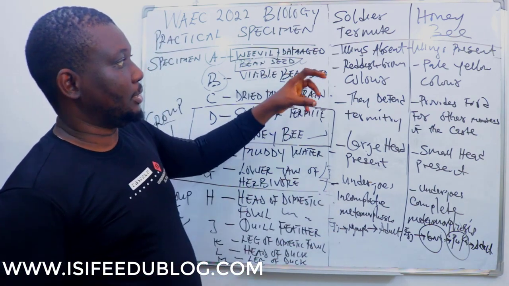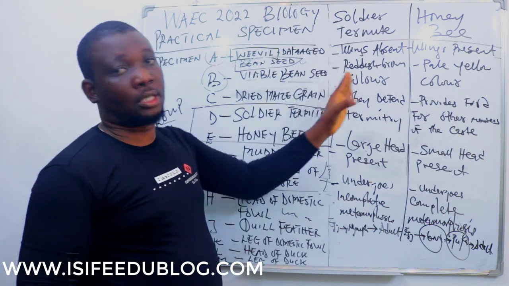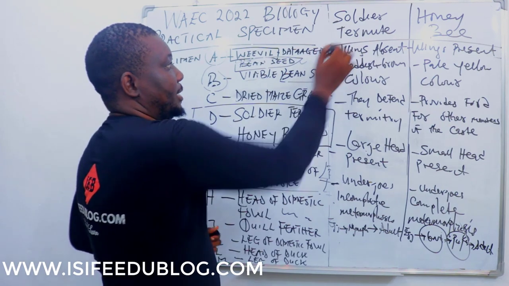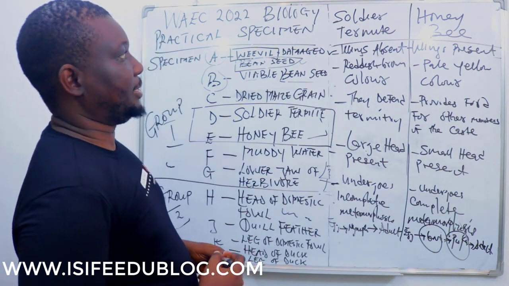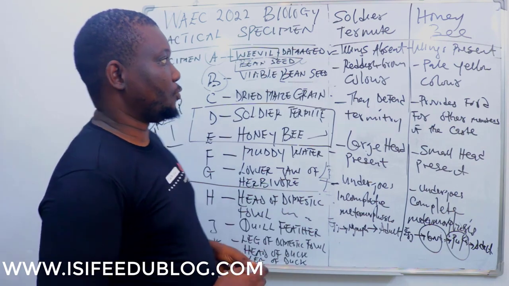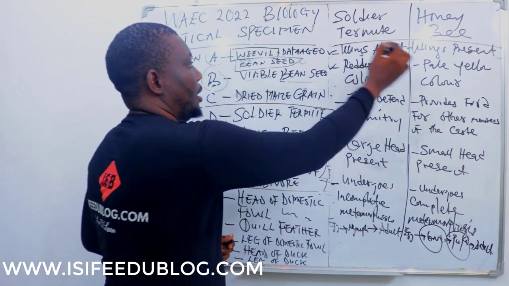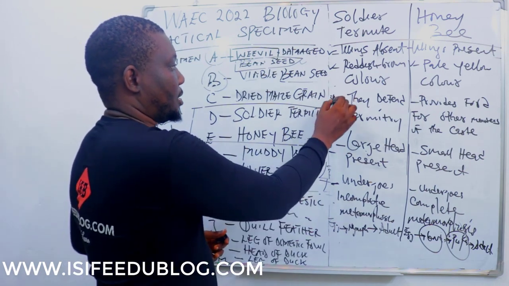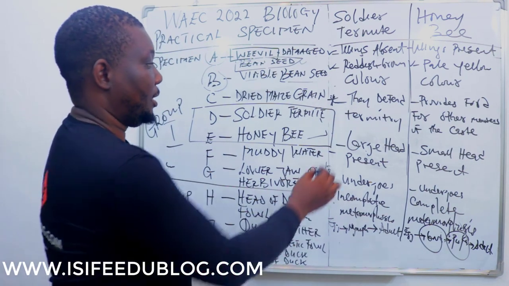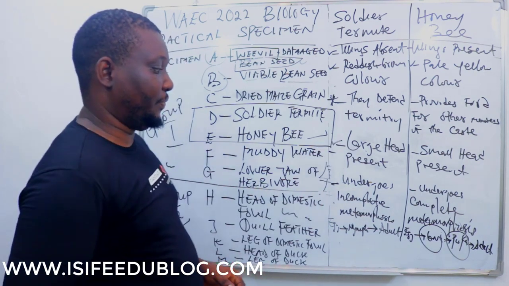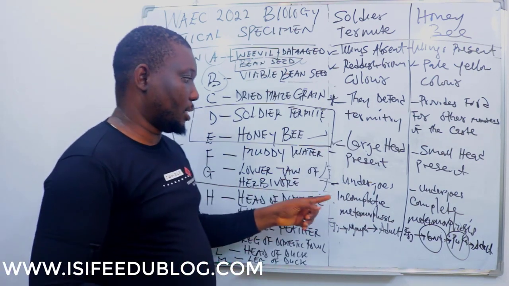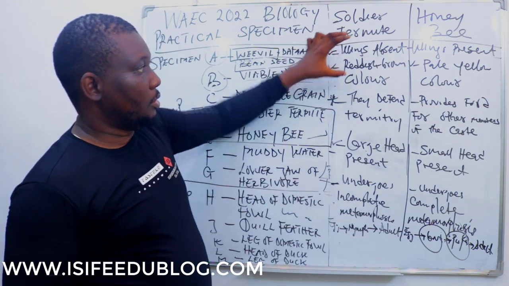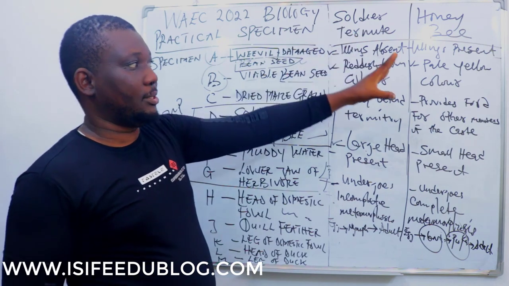If they say discuss or differentiate 3 structural differences between soldier termite and honeybee, you start with what you see. You see wings are absent in soldier termites. This has wings. In terms of their color, color is a structural difference. The role of the termite is not a structural difference, but it's just a normal difference. Large head is a structural difference. That they undergo incomplete metamorphosis is not a structural difference. So please, mind you, look at the question very well and check the nature of the difference.